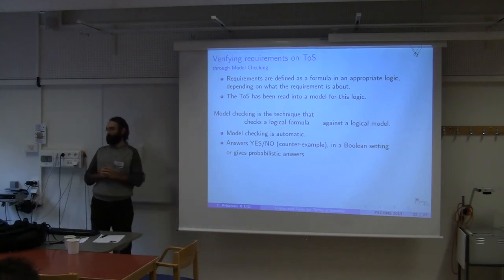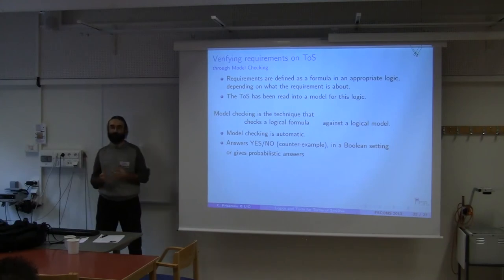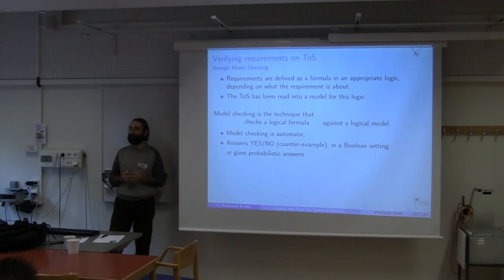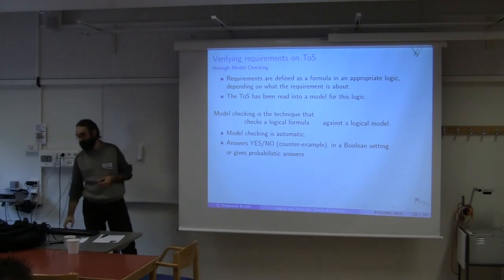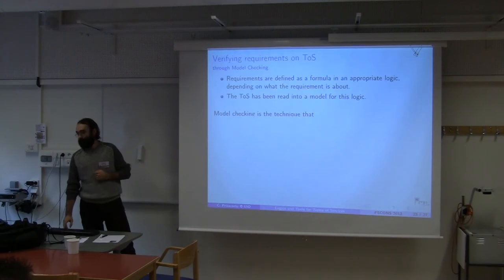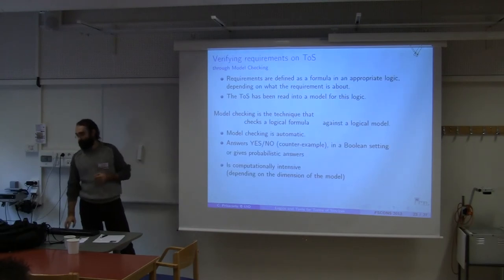Model checking checks a logical formula against the model, and it gives an answer, yes or no. And when it is no, it usually gives a counterexample or a trace or an explanation of why this is the case. This is very computationally intensive, and it depends on the dimension of the model.